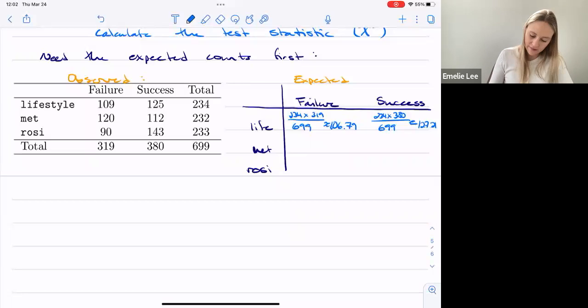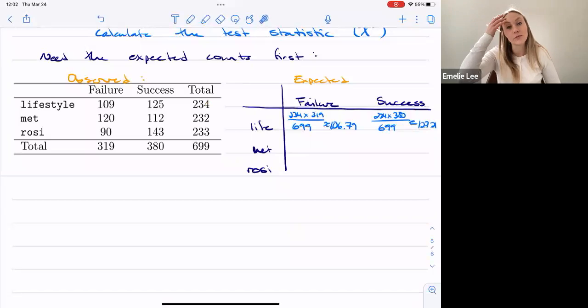Notice that if I add these up, they should add to the 234. 106.79 plus 127.91. Oh, sorry, 21. What was I thinking? 106.79 plus 127.21 is 234. Phew. No wonder it didn't work out.